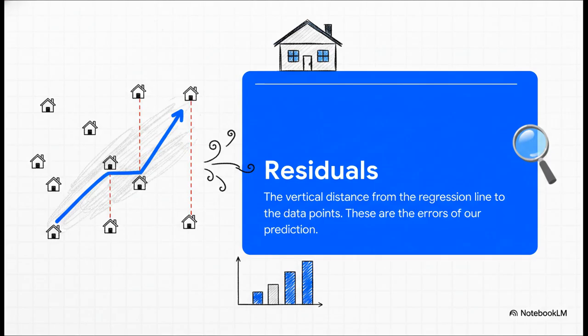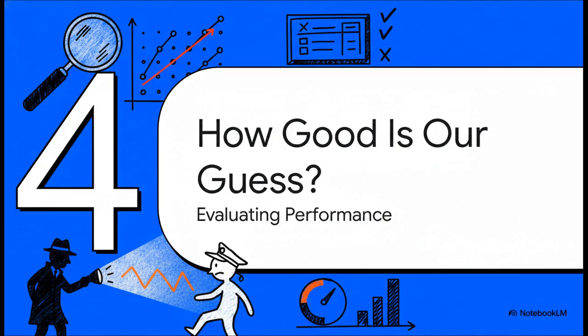You can think of it as the error for that one prediction. And the goal of our model is to find the line that makes those errors, when you add them all up, as tiny as possible. So we have a model, we drew our line, but is it any good? How do we actually grade its performance? I mean, how do we know if our guess is a good guess or a terrible one?